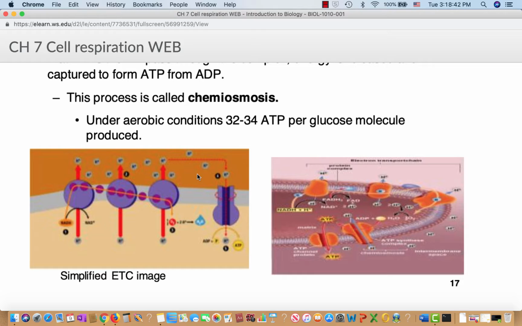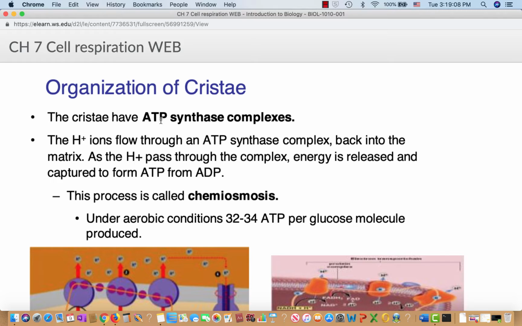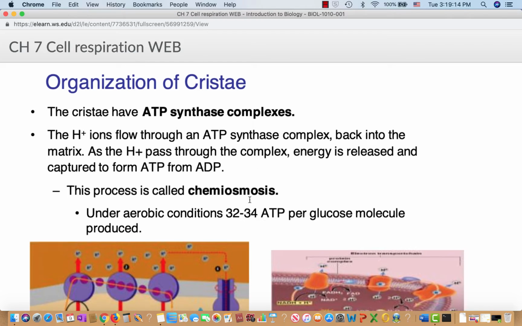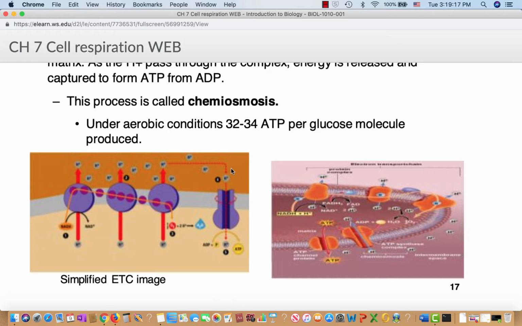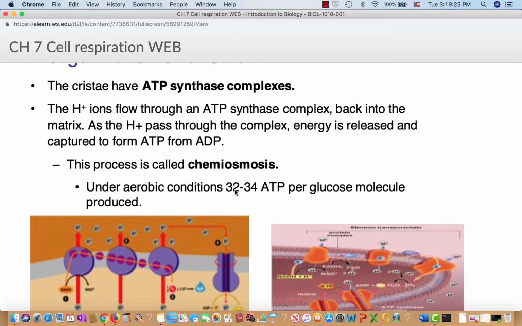So you've got ADP and phosphates here at ATP synthase. And as hydrogens flow through this thing, it literally turns it like a turbine. And it uses that energy to bond the ADP to the phosphate to produce ATP. And this is called the ATP synthase complex. And you're using chemiosmosis here through this process. That's what this concentration gradient is, running ATP synthase. And you get between 32 and 34 ATP per glucose molecule.